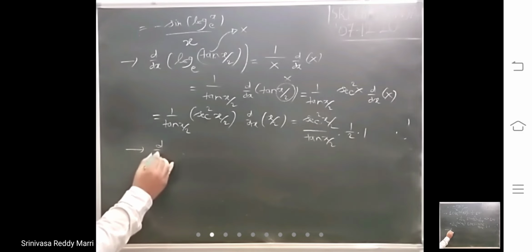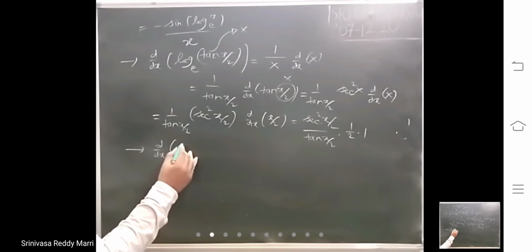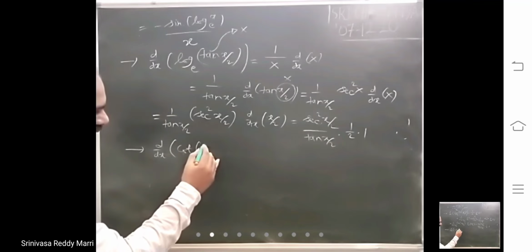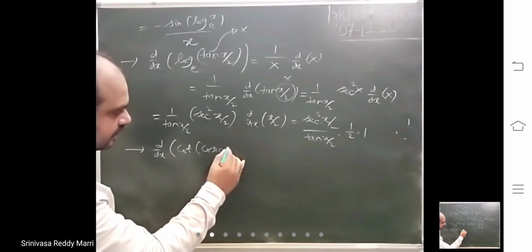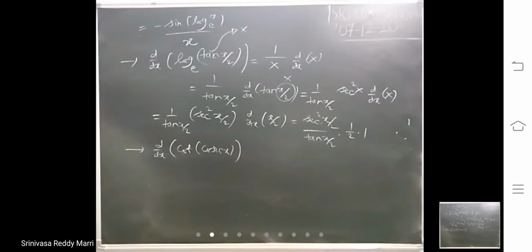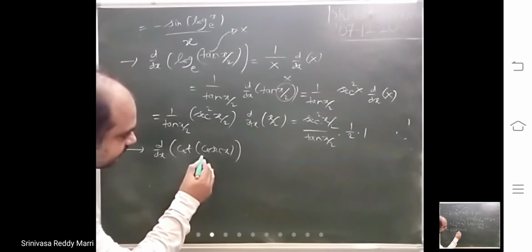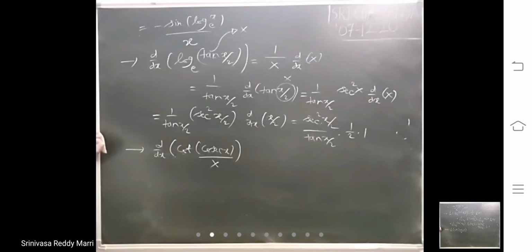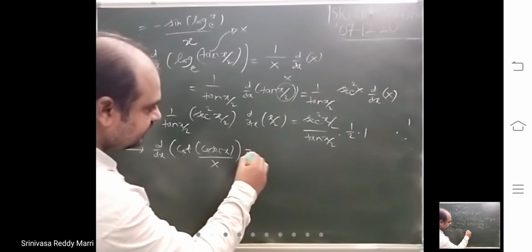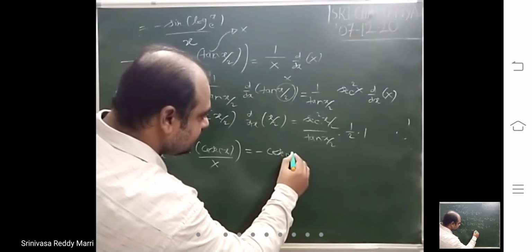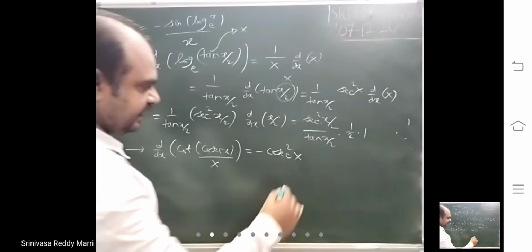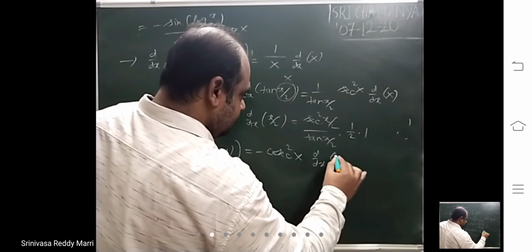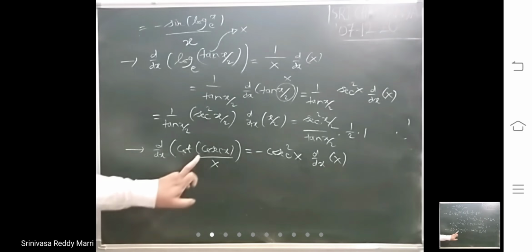Suppose d by dx of cot of cosecant x. Now what is the first function? Cot. This you take as capital X. Capital X is cosecant x. That means minus cosecant square capital X, and you write d by dx of capital X. What is capital X?